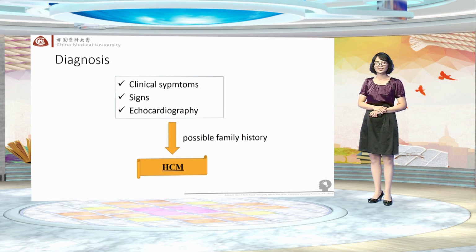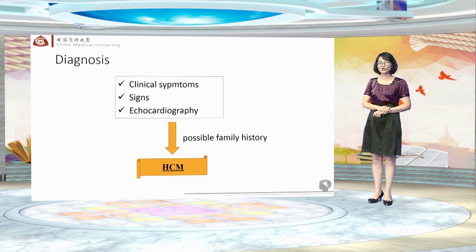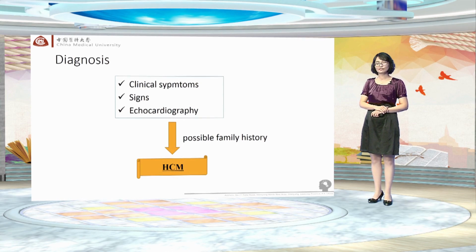Although the symptoms and the signs may be similar to some diseases, such as acute myocardial infarction or other cardiomyopathies, the specific hypertrophic change on echocardiography is helpful for diagnosis. If there is family history or defined HCM or undefined sudden death, it will increase the accuracy of the diagnosis of HCM.